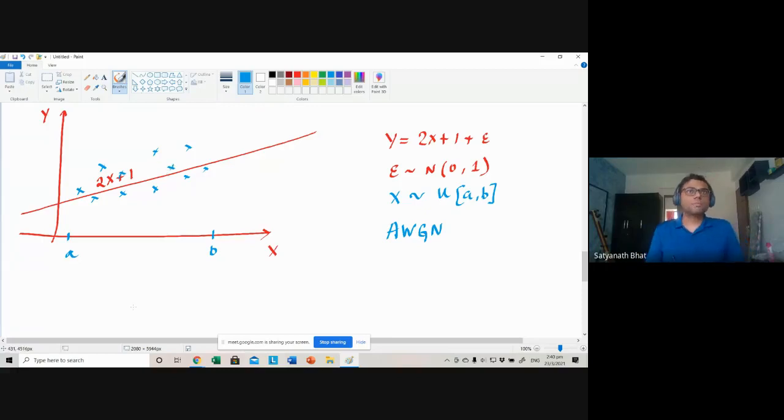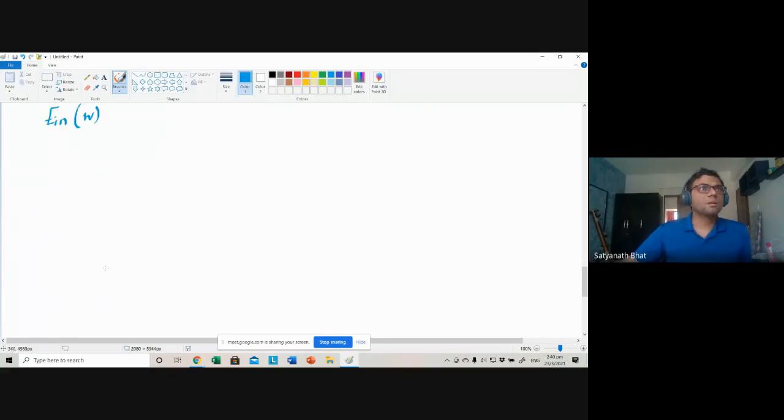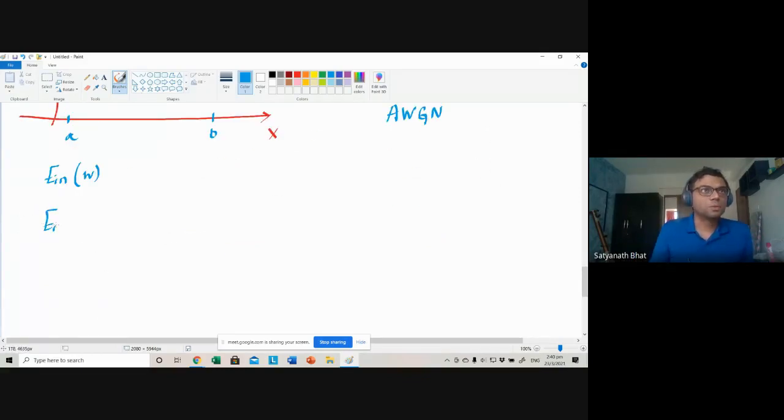So now, what is meant by E in of W? That is the first question we have to understand. And then what is meant by E out of W? Let us write this a little more precisely, because when we come to it, we will have some classifier h of W, and I want to compare what is meant by E in of this and what is meant by E out of this. These two things we would like to understand.